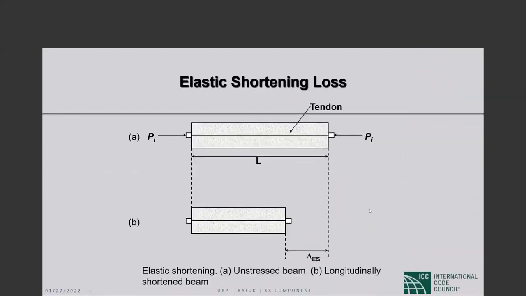So let's talk about the individual losses. First one is very simple, elastic shortening loss. So what's happening here is that this is instantaneous, immediate loss. We have the member, the pre-stressing is applied, initial pre-stress, note it's immediate. Then the member shortens. Of course, the concrete will shorten, right? It will be compressed because of the pre-stress applied. So that gives us the basis to figure out how much is the loss. That means how much is that stress, that the strand is giving in with the deformation, and how much loss is being applied.